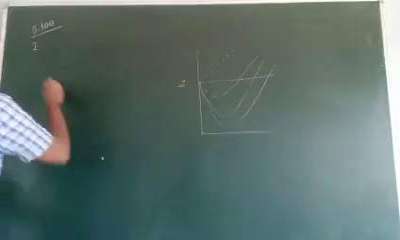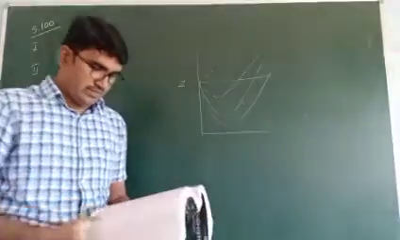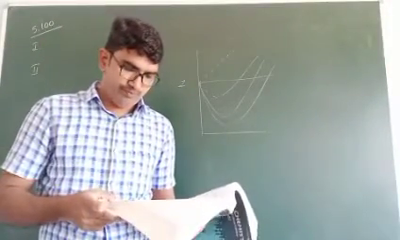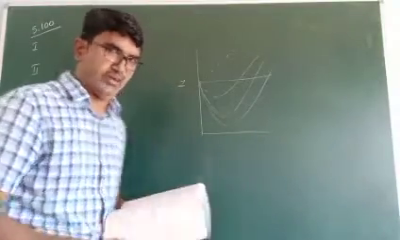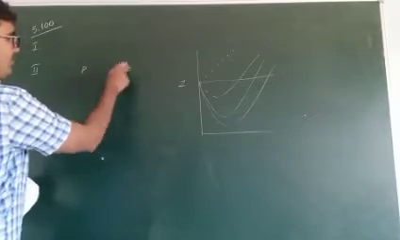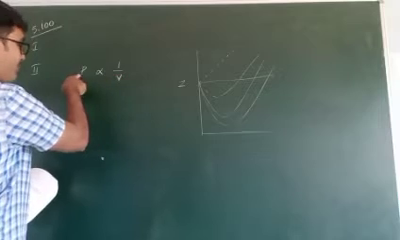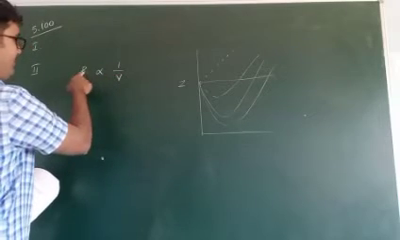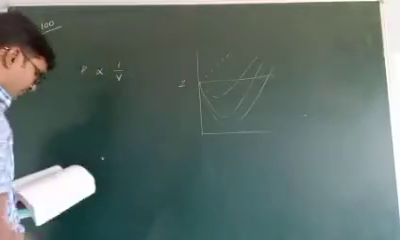Next, the second one. Sir, the curve drawn below shows the variation of P as a function of 1 by V. P and 1 by V. What is this according to Boyle's law? P is directly proportional to 1 by V. For P and V, inversely proportional. For P and 1 by V, directly proportional.